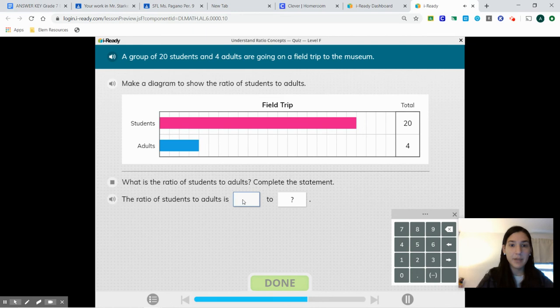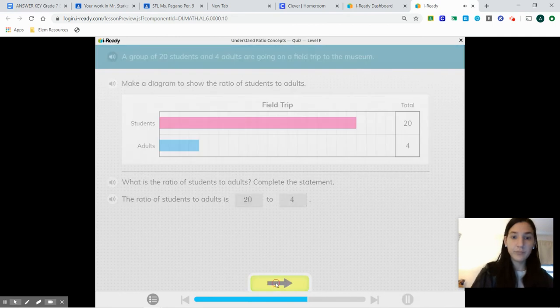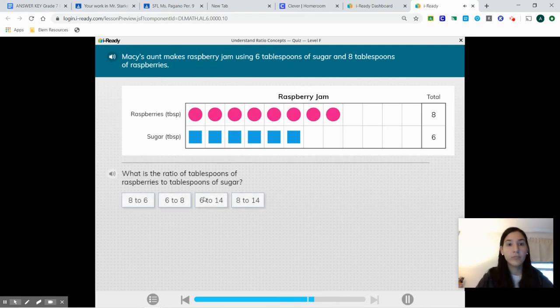And now we're just going to type in our ratio of students to adults. Complete the statement. 20 students to 4 adults, and we're done. Macy's aunt makes raspberry jam using 6 tablespoons of sugar and 8 tablespoons of raspberries. What is the ratio of tablespoons of raspberries to tablespoons of sugar? So we can look right here in our chart. We see 8 raspberries to 6 sugar, so we're going to pick 8 to 6.